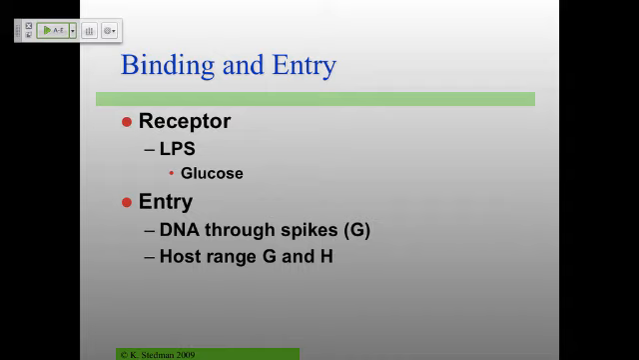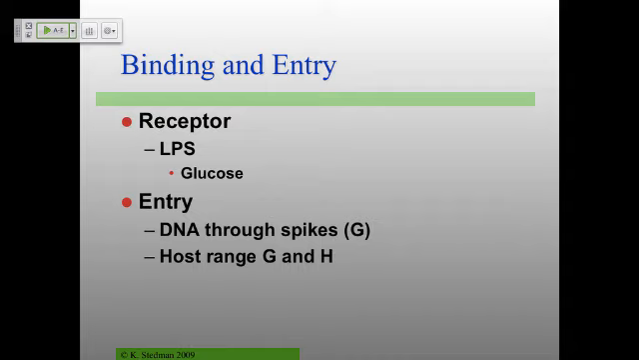LPS is present in all kinds of different bacterial cells. Once you have this binding, you have this big conformational change, and then the DNA comes out through those spikes. The host range is really determined through G, and then really that pilot protein, the H protein, that's pulling the DNA on the inside of the cell.